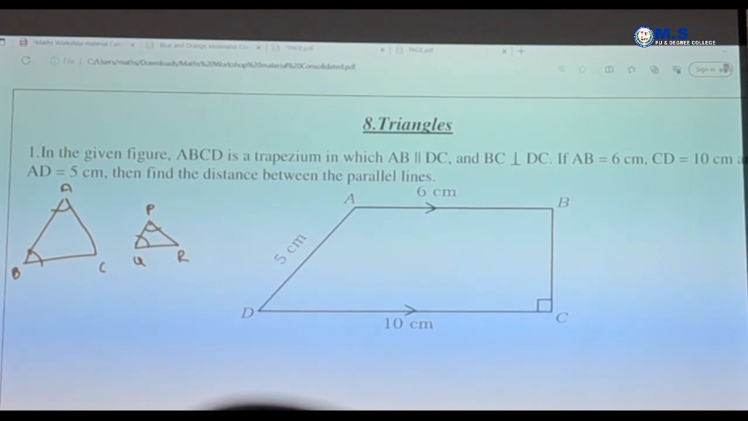If the angles are the same, then you can compare the ratios. AB by PQ will be equal to AC by PR will be equal to BC by QR.